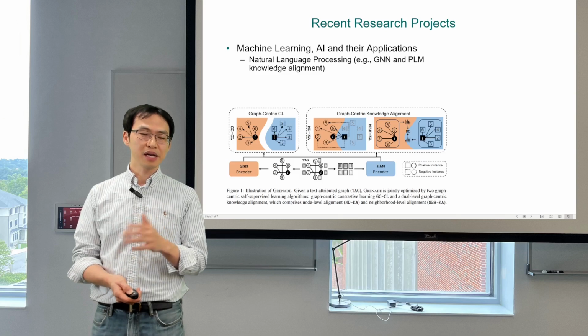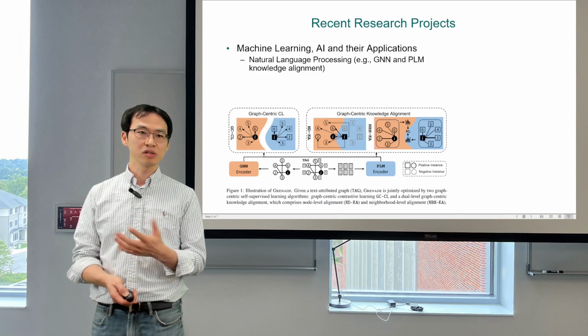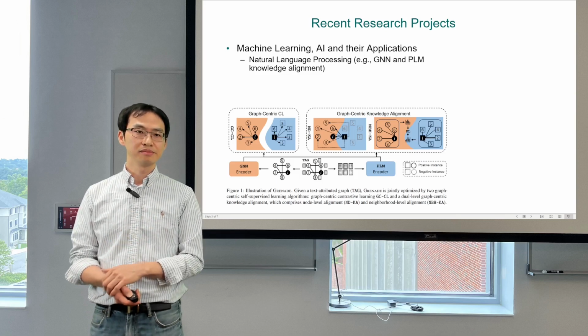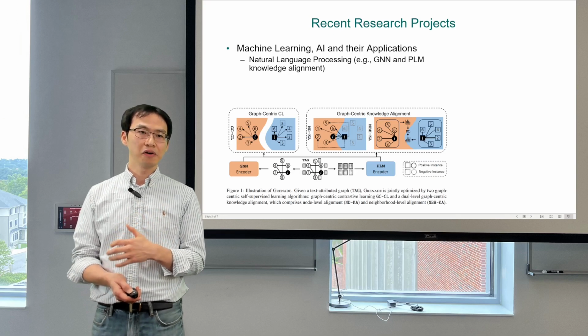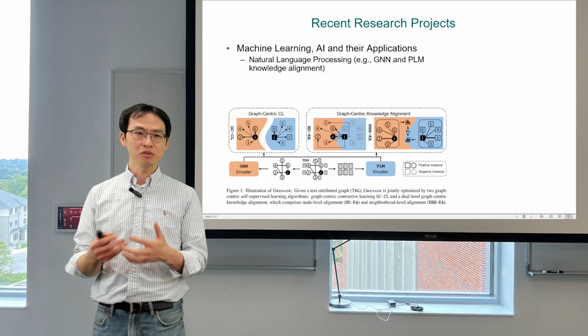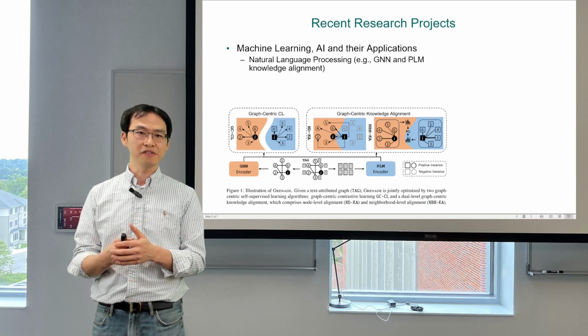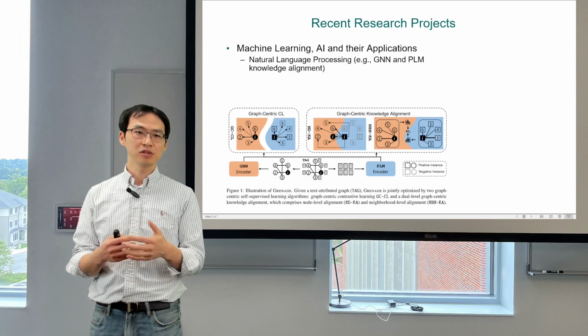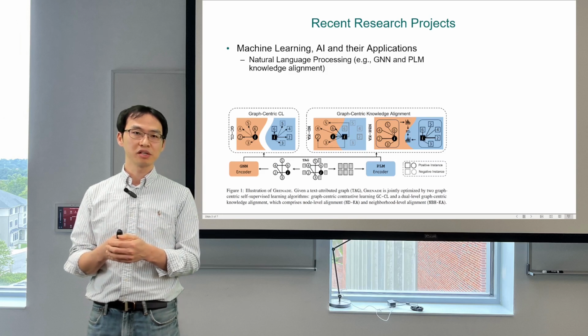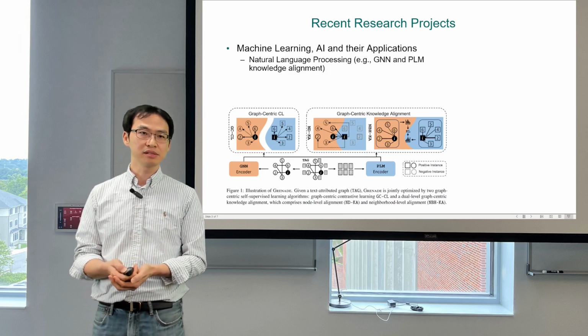The main idea of this project is that we are trying to have a similar representation of similar documents or similar nodes in a graph. And we also want to make sure the representation of a document and a node is similar, to make knowledge alignment between the graph neural network and the language model.